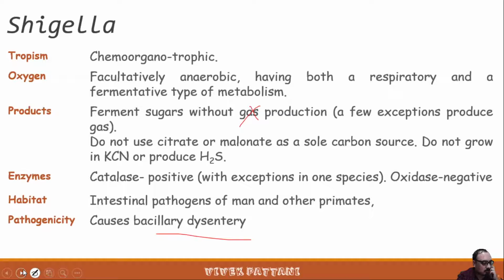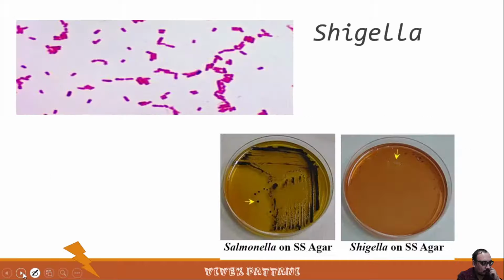Okay, you will study in your semester 6 in more detail regarding Shigella and which disease it causes, etc. Now this one is a stain of Shigella. And both of these photographs are of SS agar, in which one contains Salmonella and the other contains Shigella.